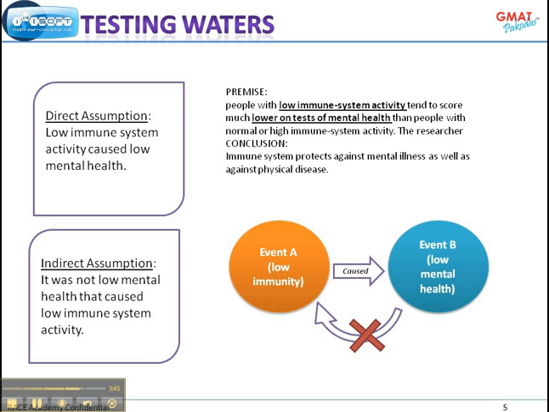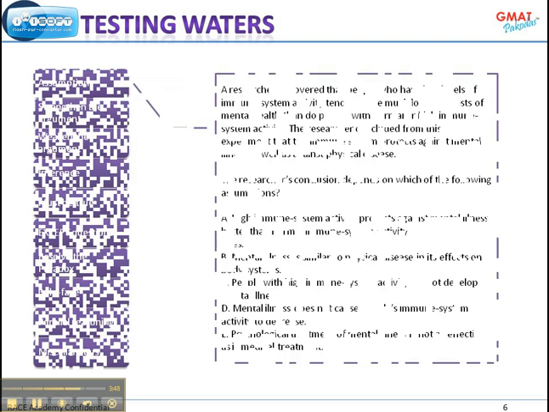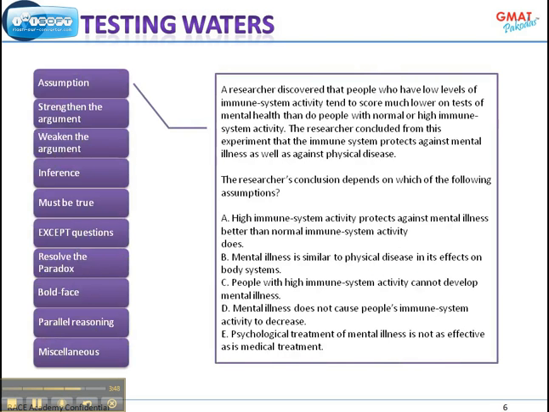Now, going back to our options, which one fits the bill? Option D says mental illness, which is event B, does not cause people's immune system activity, which is event A, to decrease. So that's how we derive our assumption. We identify our assumption, and that's how we get the answer.